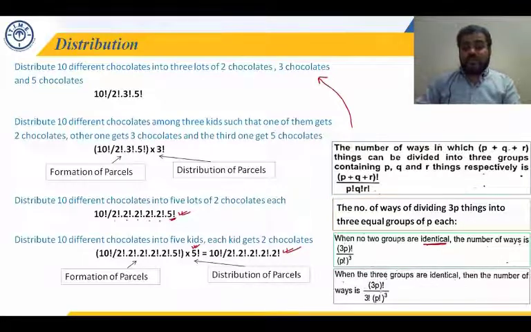But if the 3 groups are identical, in that case the number of ways will be 3P factorial divided by P factorial into P factorial into P factorial, and 3 factorial will also get multiplied in the denominator because the 3 groups are identical. Okay. So we don't have to consider the arrangement of the 3 groups. So we'll have to divide by 3 factorial. Fine.